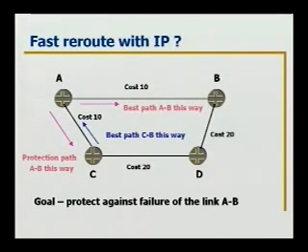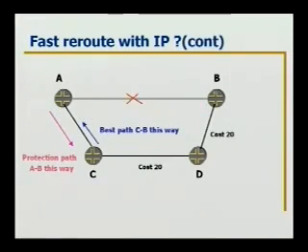From C's point of view, however, because of the way the metrics are set up in this example, he thinks, okay, the best path to forward traffic towards B is through node A along the link CA. So let's see what happens now when the link breaks. When the link breaks, A detects the link going down and starts sending traffic destined to B along the protection path. So it sends the traffic to C.